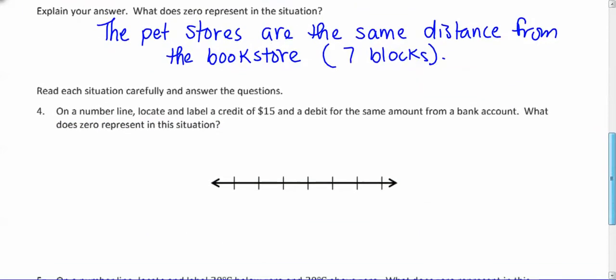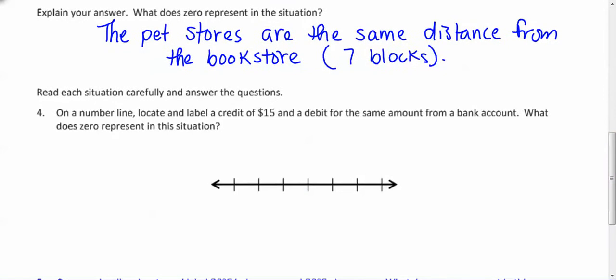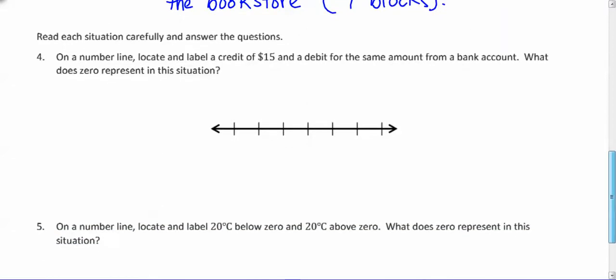All right, let's look at the next one. It says, on a number line, locate and label a credit of $15 and a debit for the same amount from a bank account. What does 0 represent in this situation? So again, we'll pretend that this is the starting balance. So this is where the account was. We'll call that 0. So if you have a credit of 15, that means you've been given $15. So that's going to go to the right. Let's count by 5s here. That would be a good interval to jump to get to 15.